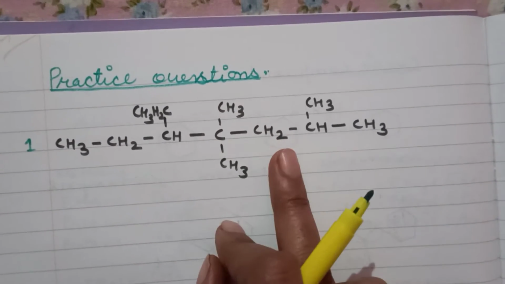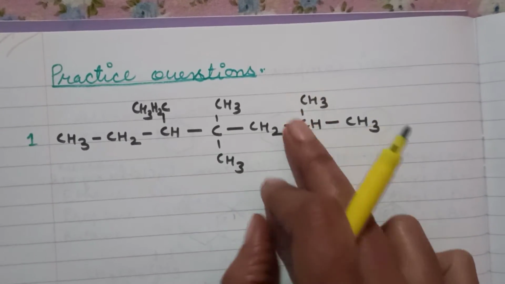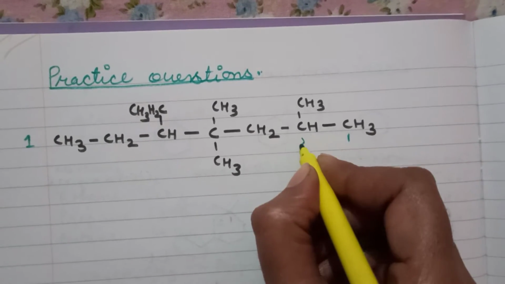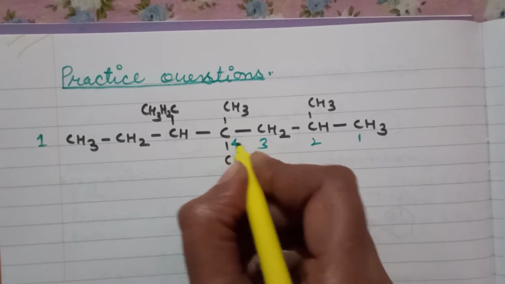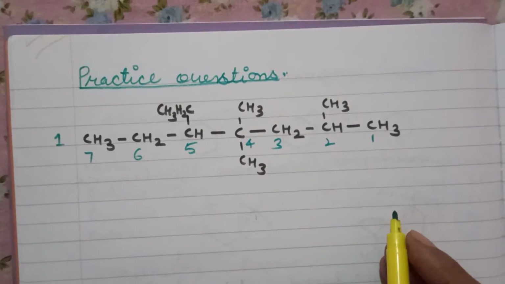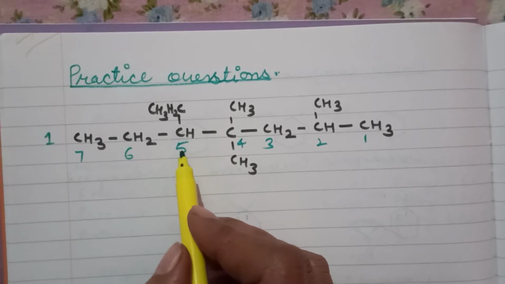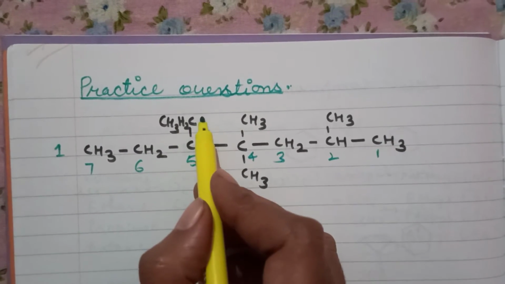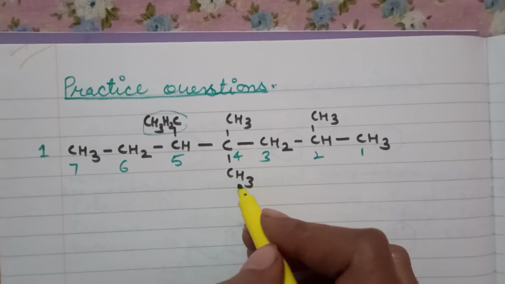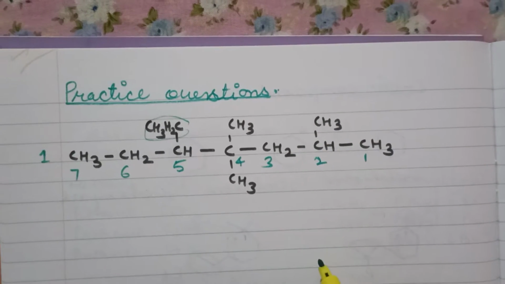But from which side will we start numbering? We will start from this side because this substituent group will get the least number. Okay, 1, 2, 3, 4, 5, 6 and 7. So in this structure, at carbon number 5 an ethyl group is present, at carbon number 4 two methyl groups are attached, and at carbon number 2 one methyl group is present.